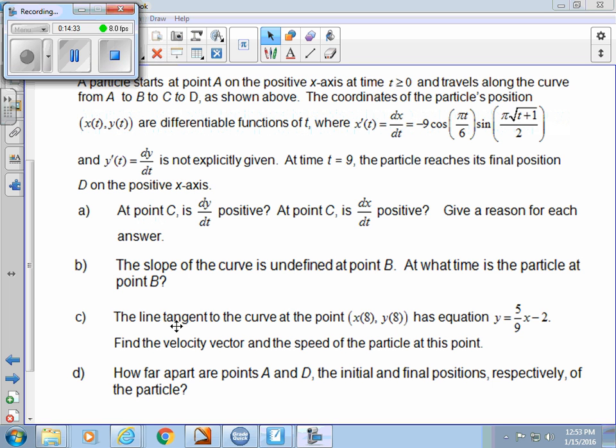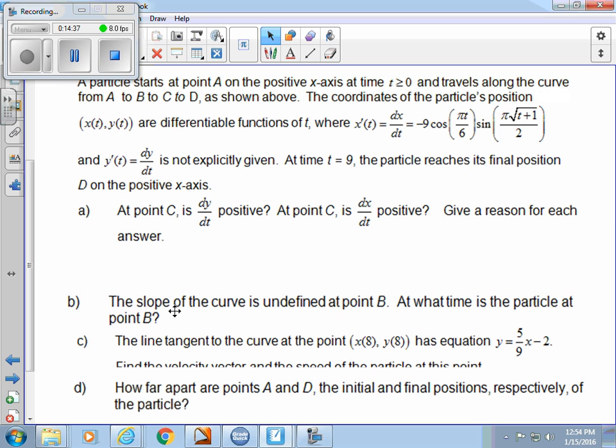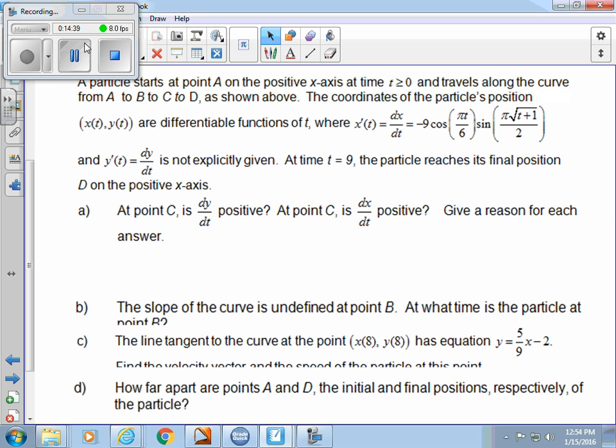Okay. So let's start with part A. They give me t equals 3 times 2 minus 1. I would want a decimal. I would want to go to my graphing screen and get a decimal if I were you. Okay, at point C, is dy dt positive at point C? Is dx dt positive? Give a reason for your answer.